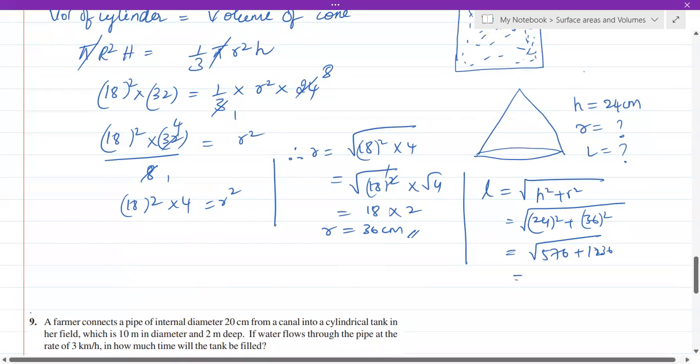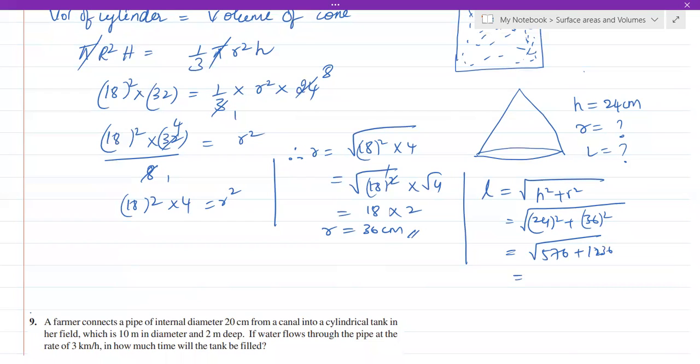Okay. I'm not sure about this. Let's first calculate the value of 36 square. 1296, I'm sorry. 1296 plus 576. That gives you 1872.